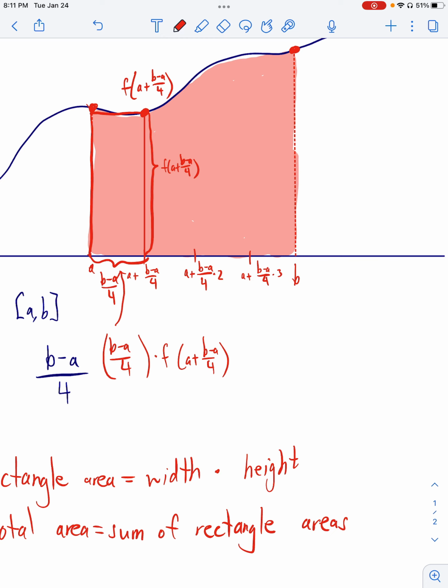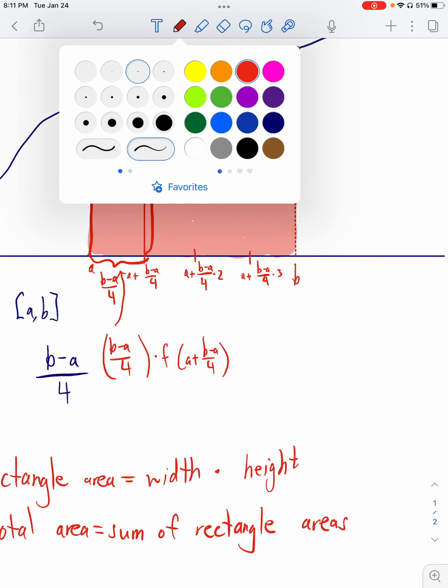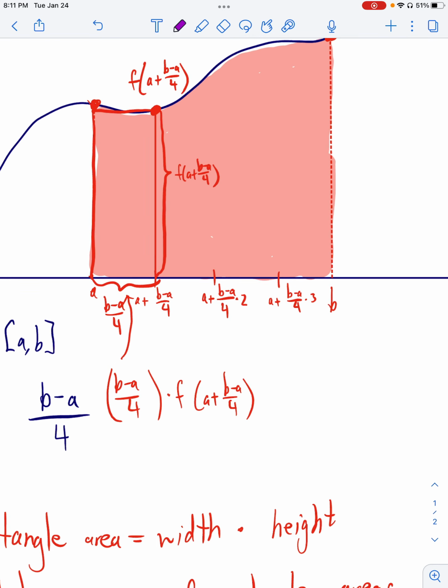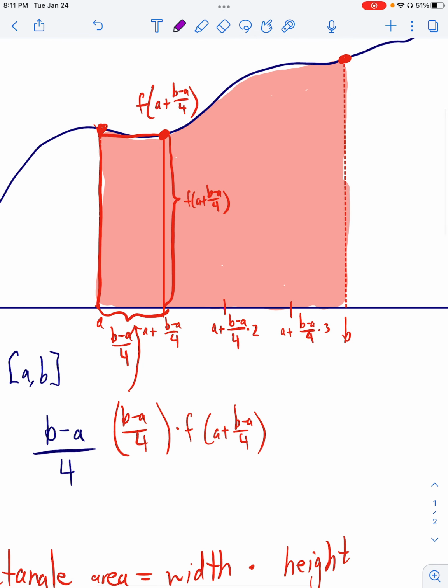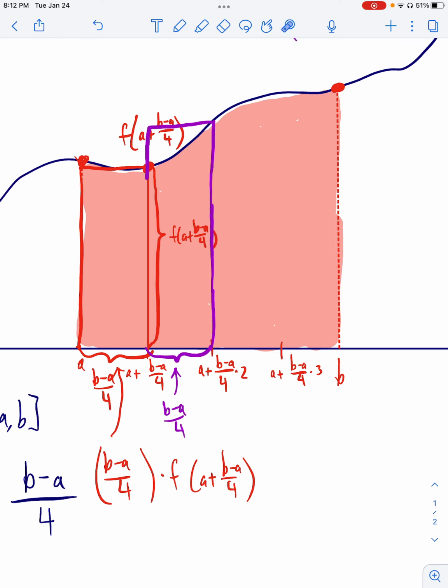Good stuff. Let's do that second rectangle. I'll draw that second rectangle in purple. If we draw that, we're going from the right endpoint. Its width, again, sorry, this is kind of a lot in this drawing, is going to be b minus a over 4. Its height, we drew up from this x-coordinate, the right endpoint of the subinterval. Its height is going to be the value of the function when we plug b minus a all over 4 times 2 into it.